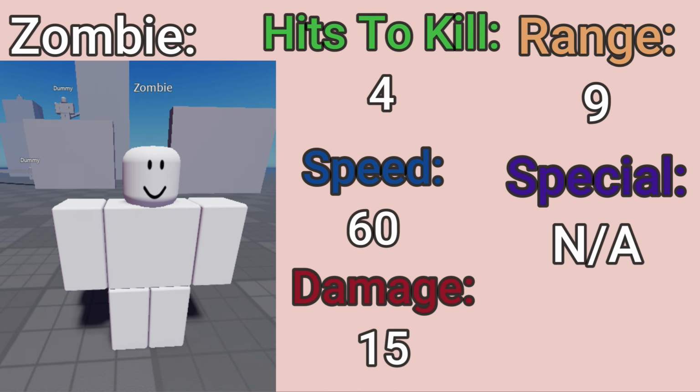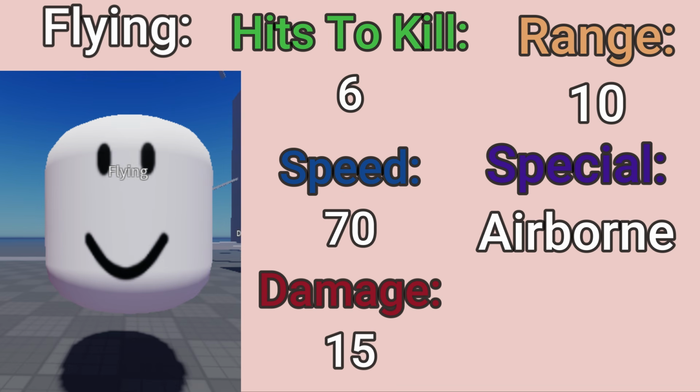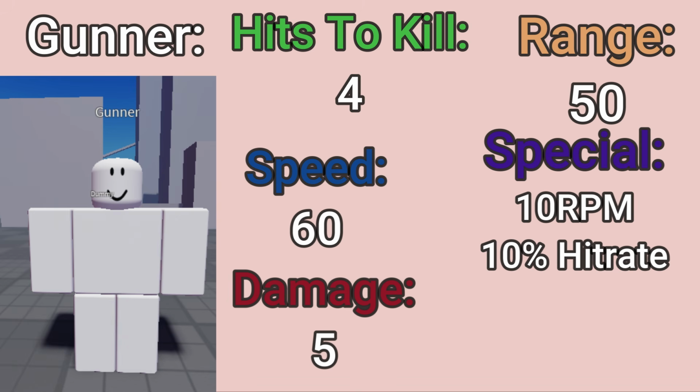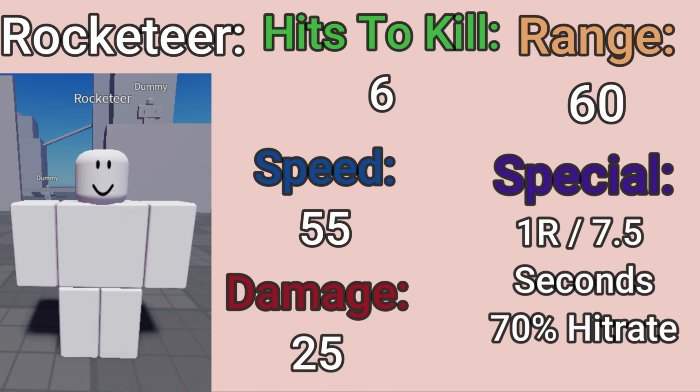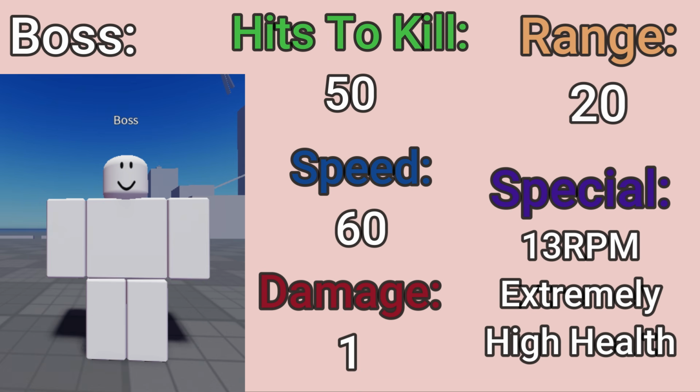Zombie is your regular enemy taking 4 hits to kill, but deals low damage at low range. Armored, same as Zombie but takes way more hits, but in turn walks slower and has less range, but does more damage. Flying, moves really fast, has a long range but does low damage. Gunner, does many long range attacks but with low damage and low hit rate. Rocketeer, same as Gunner but higher damage, higher range, higher hit rate but slower fire rate. Giant, same as Zombie but is way bigger, moves slower but has very high health. Boss, same as Zombie but with extremely high health, also does low damage but has an extremely high fire rate.